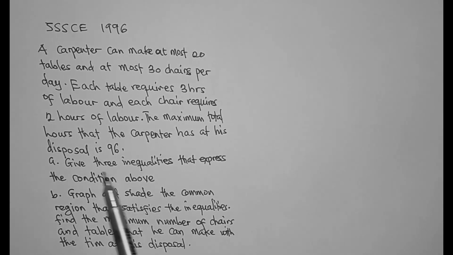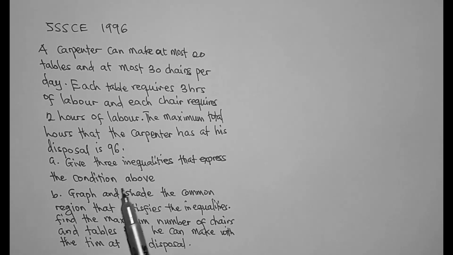A. Give 3 inequalities that express the condition above. And then B. Graph and shade the common region that satisfies the inequalities. Find the maximum number of chairs and tables he can make with the time at his disposal.